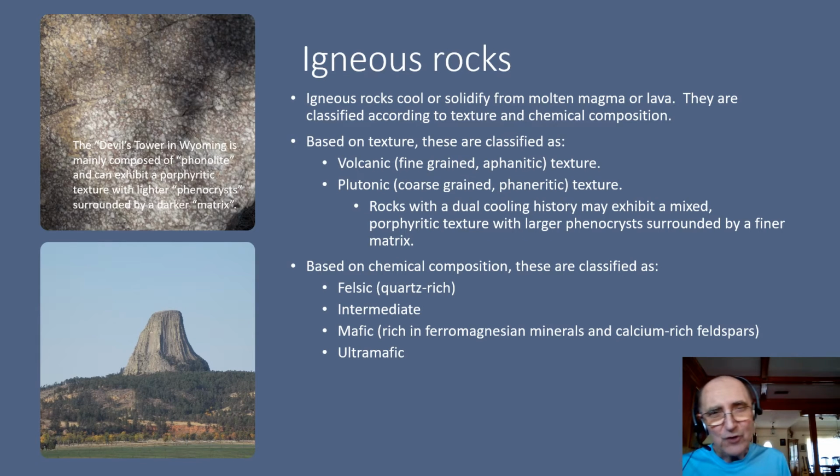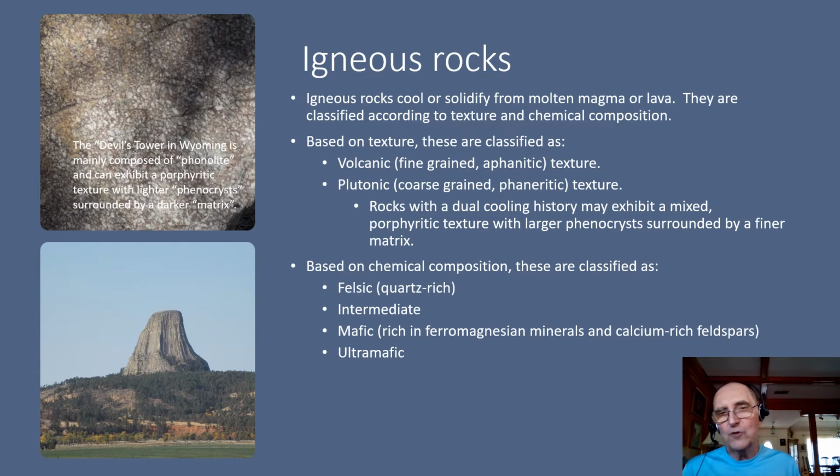Okay, igneous rocks are those that cool, solidify, or crystallize from a molten magma or lava. We classify them according to their texture and their chemical composition. Based on texture, we classify them as either volcanic or plutonic. A volcanic rock is one that cools from lava on the surface. They cool very quickly, so the crystals don't have time to grow very big. So we have a fine-grained aphanitic texture.